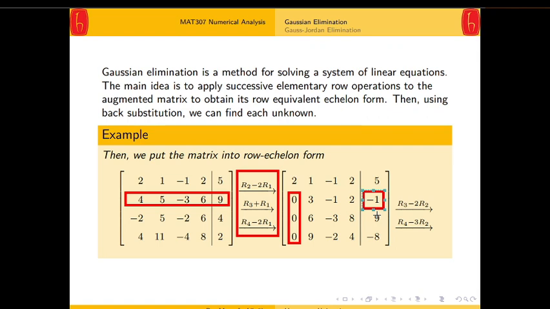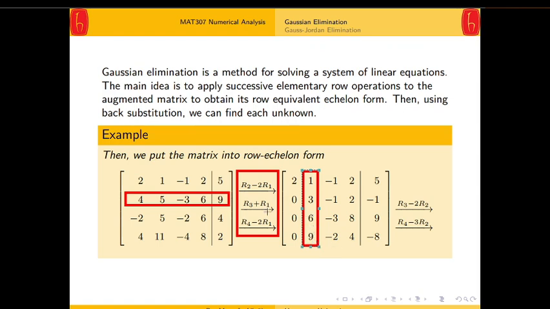Once we're at this point, we're getting the echelon form in the first column. If you check the first column, we have the leading entry, and below it they are all zero. We have to take care of the second row and also the second column. Here we have 3, and then we need to subtract twice the second row from the third row, and also 3 times the second row from the last row in order to obtain zeros here.